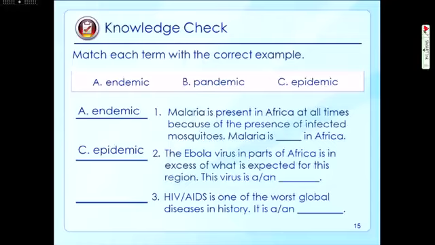HIV/AIDS is a what? Correct, letter B. HIV/AIDS is a pandemic.